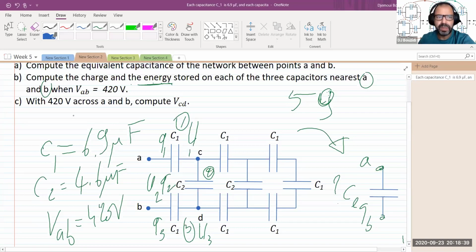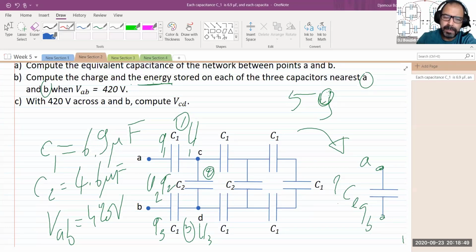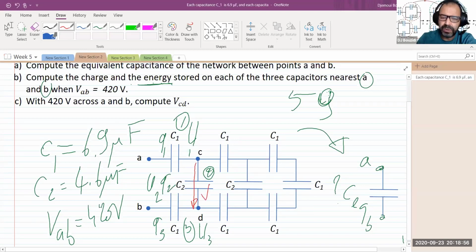Probably should use a different color for that question. Can anybody see what they are asking? For VCD? They want the voltage drop in here. VCD, that voltage drop. That's the last question.